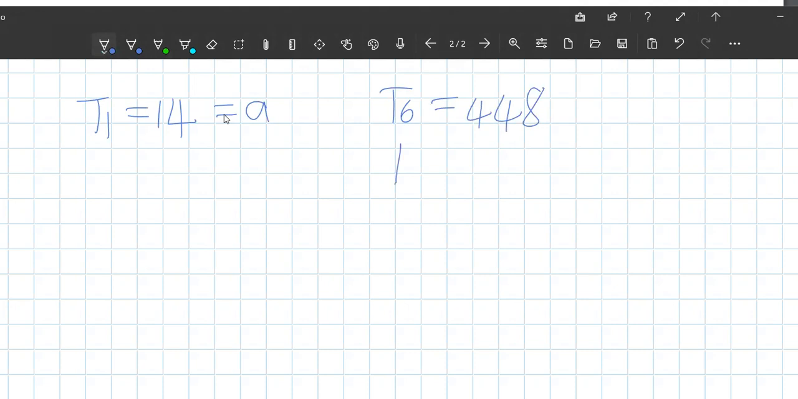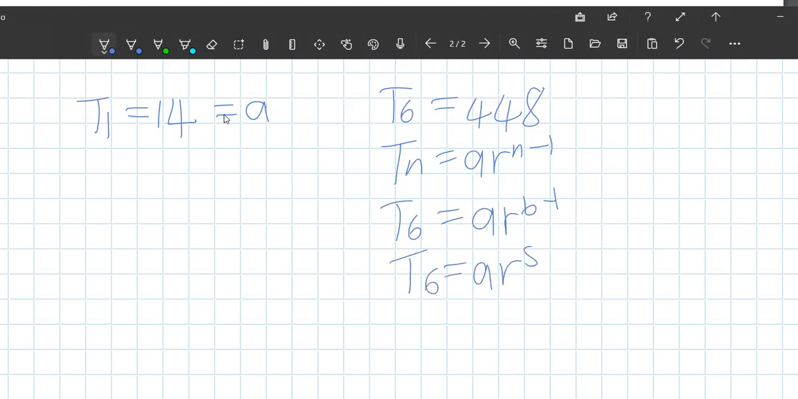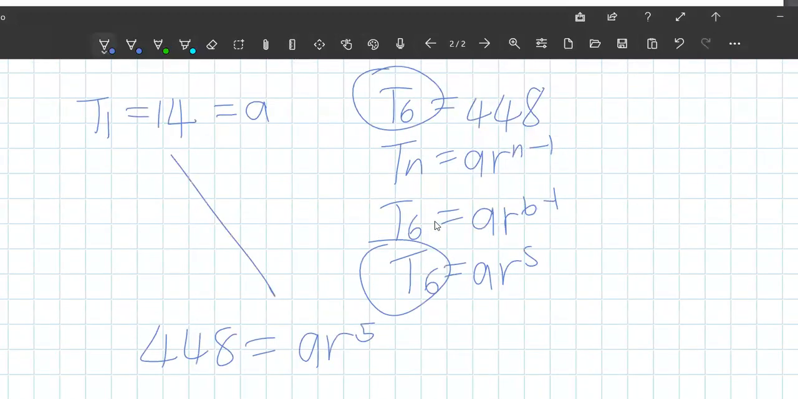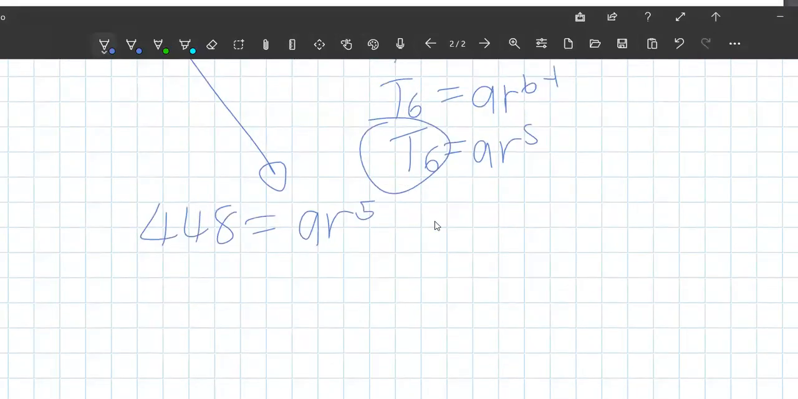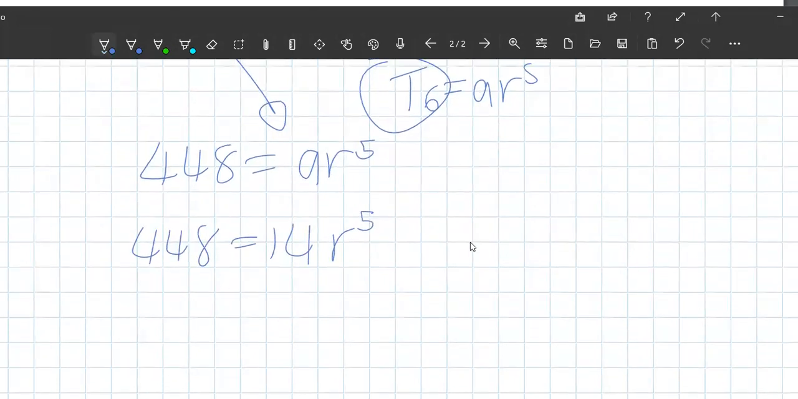We know it's geometric, so Tn is ar^(n-1). That means if we take T6, n is 6, so 6 minus 1, ar^5. Our T6 is equal to ar^5. We also know that T6 is equal to 448, so we can deduce that 448 is equal to ar^5. It was given that a is 14, so we sub in 14, and we get 448 is equal to 14r^5. Divide both sides by 14.